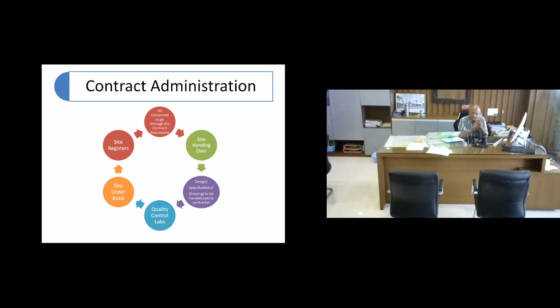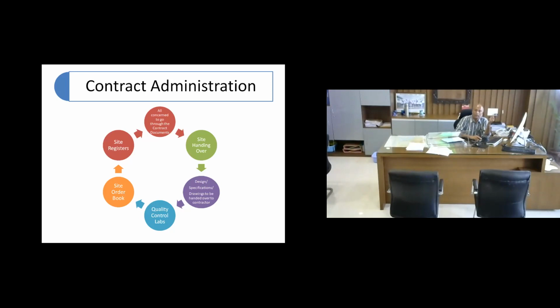You won't believe it, after 10 days, finally they realized that there's no way other than organizing water from somewhere and doing quality work. So it all depends on involvement and using your authority. The site order book is very, very important. Similarly, site registers of quality control are very important and must be maintained.